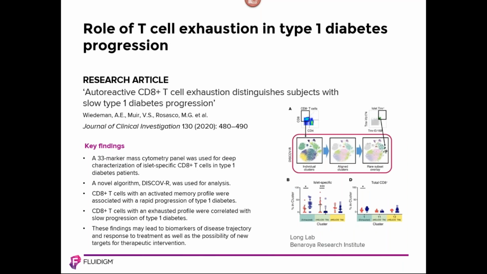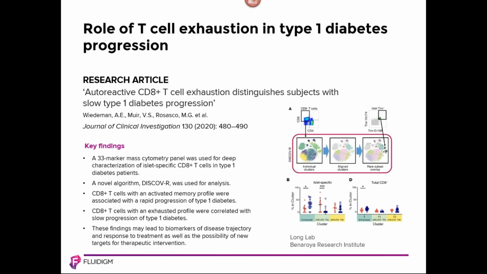So coming to type 1 diabetes, in this publication from Alice Long's lab at the Benaroya Institute of Allergy and Immunology, a 33-marker mass cytometry panel was used for deep characterization of autoreactive CD8 positive T cells in type 1 diabetes patients. The panel also included tetramers to identify islet-specific CD8 positive T cells.